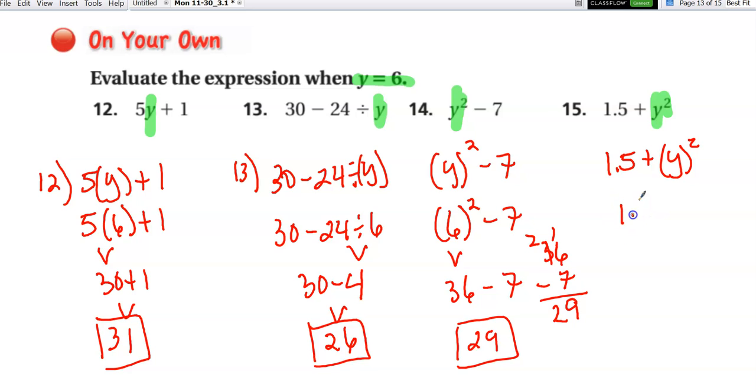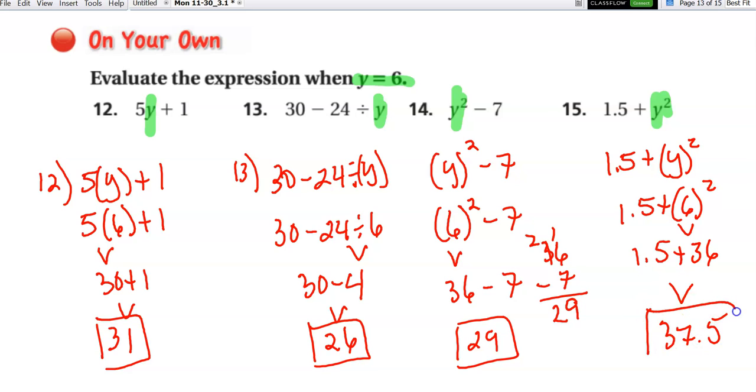And the last one is 1.5 plus y squared. And so it's 1.5 plus 6 squared. 1.5 plus 36. I get 37 and a half. Okay, and that is today's lesson.